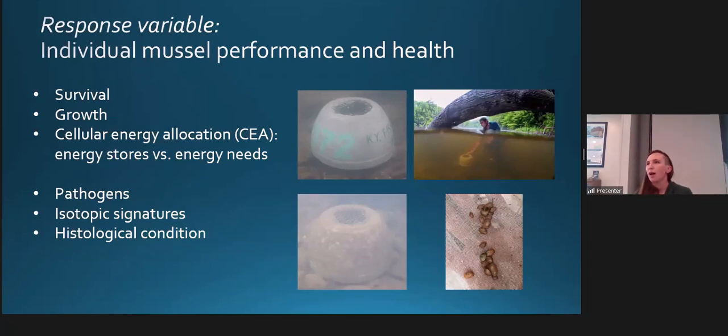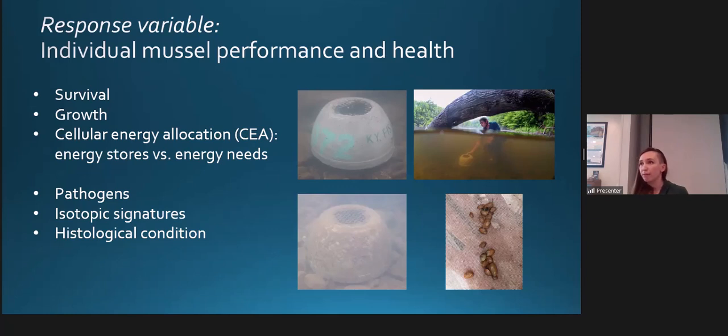So specifically, we have 3 direct variables that we're measuring. Survival. Oh, I should mention, we put up these silos with mussels that have been propagated for 3 months already. So we put 3-month-old mussels out in the river in June and then collect them in September. And so they've been exposed to the conditions in each of these sites across the 70 sites.